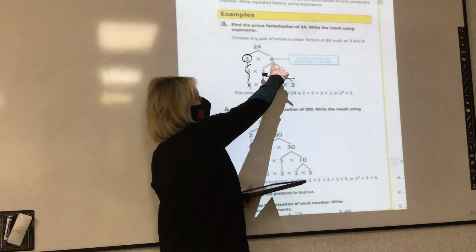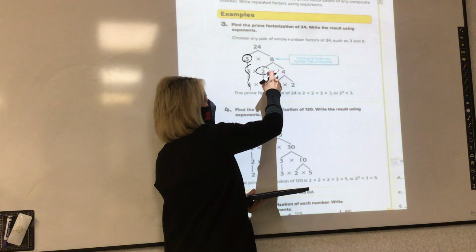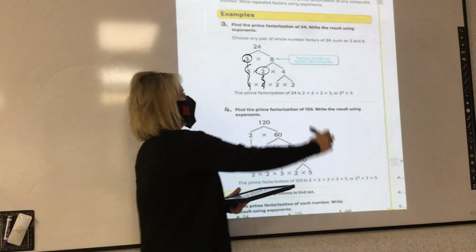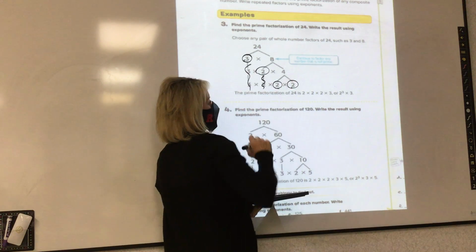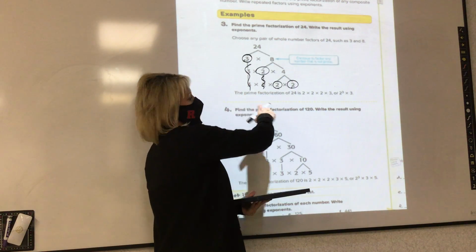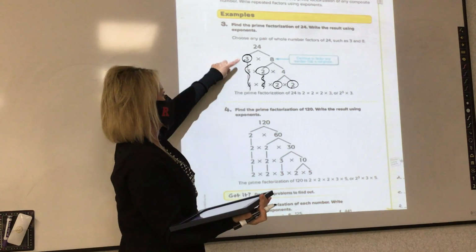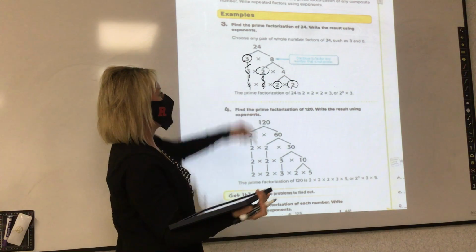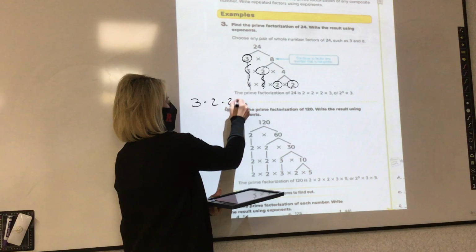Then split the factors of 8, 2 and 4. 2 is prime, so circle it. And then I need to split the 4 by 2 times 2. I need you to show that work, and you're going to circle the numbers that you end at. Now, it starts with a 3, right? So many of you probably want to write 3 times 2 times 2 times 2.